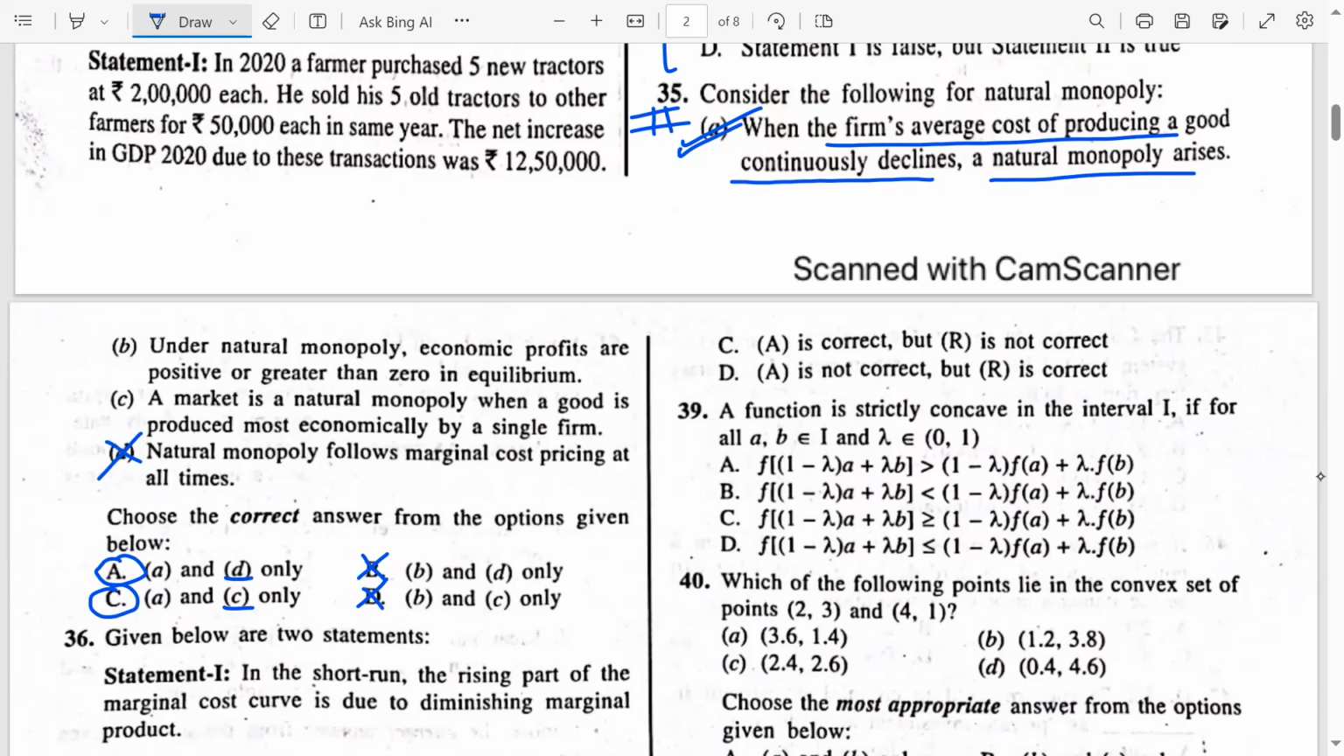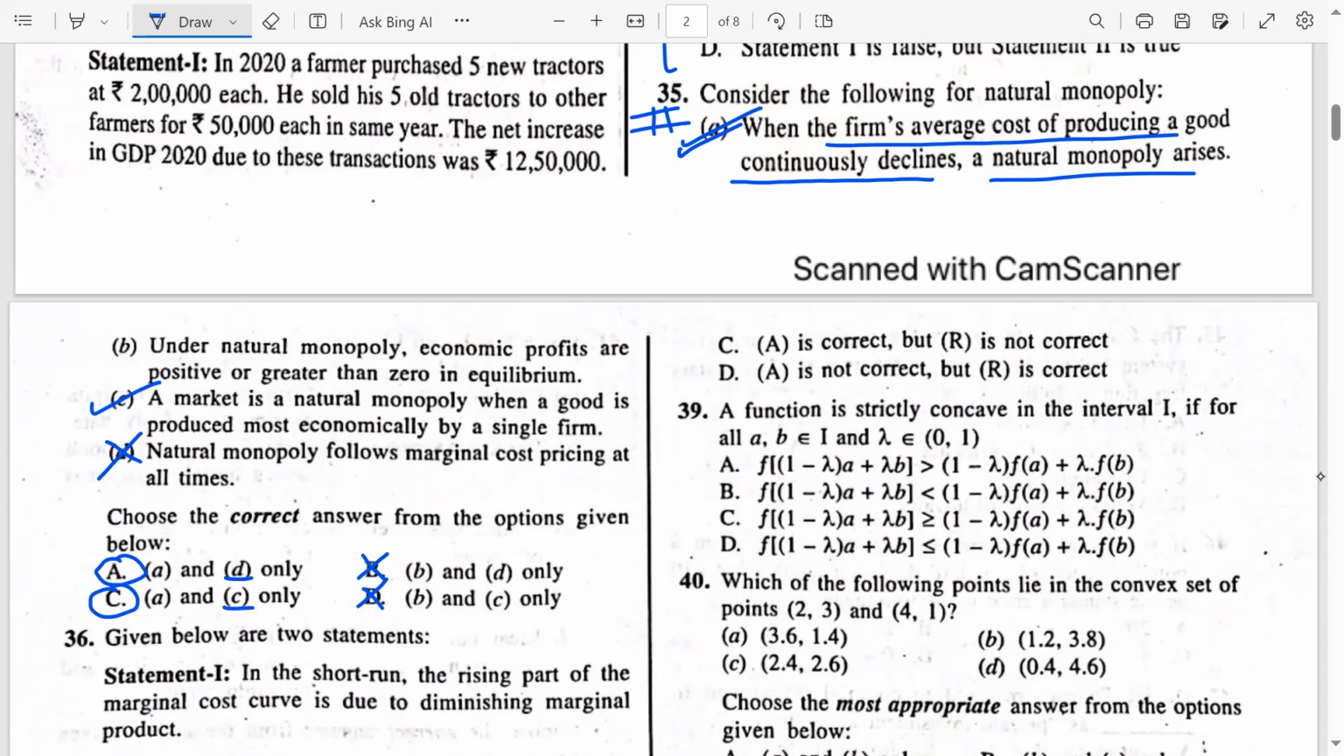Natural monopolies don't always follow marginal cost pricing. Natural monopolies follow marginal cost pricing only when they are regulated by the government. Only when the government regulates a natural monopoly do they follow marginal cost pricing, not always. And option C is correct.